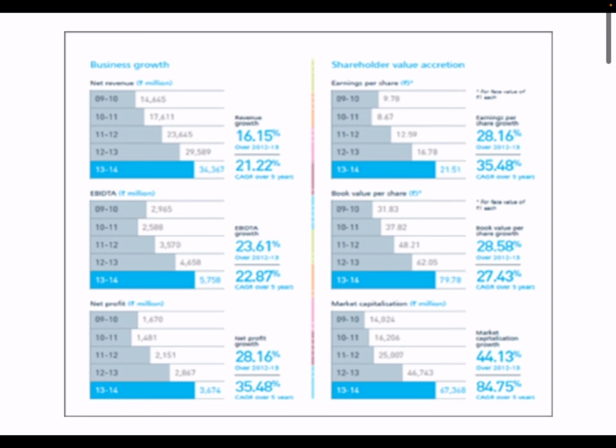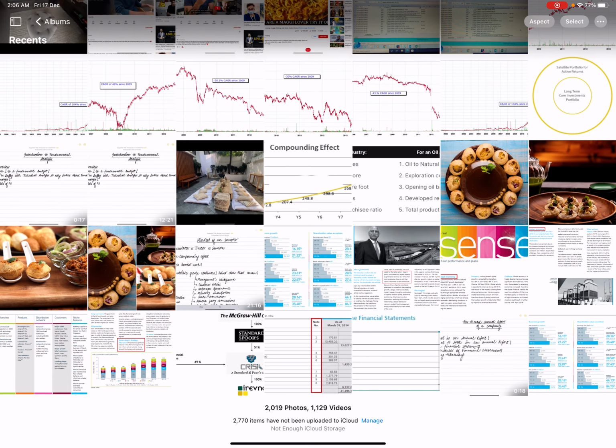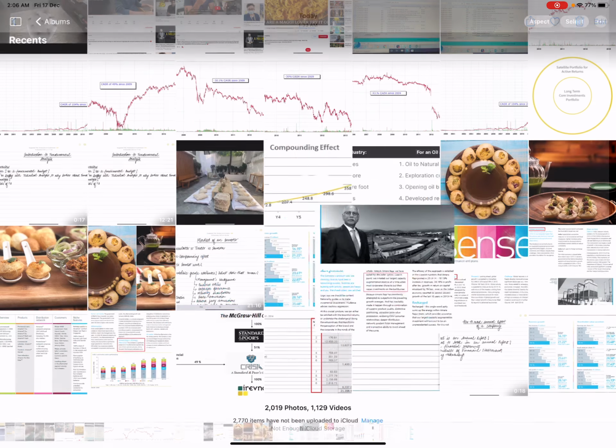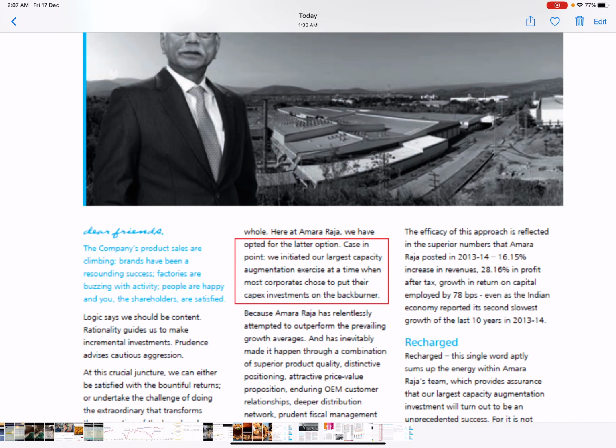Retrospectively, when I look at my decision not to invest, it was probably the right decision. Here is the Amara Raja Battery Limited report. I highlighted a small part that I think is interesting. I would encourage you to read the entire report in the annual report.